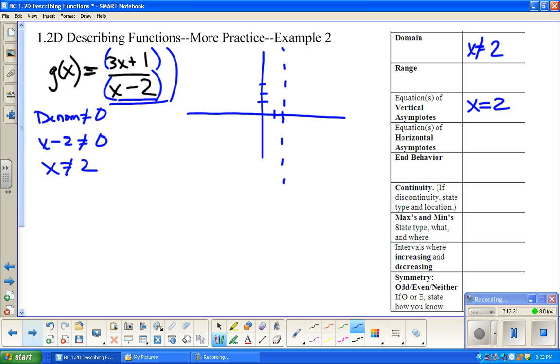Now, I'm going to do a little cheatage here, and I know that this graph is going to look something like this. Mr. Sanford, how do you know that? All right, so let's talk about how I know that.